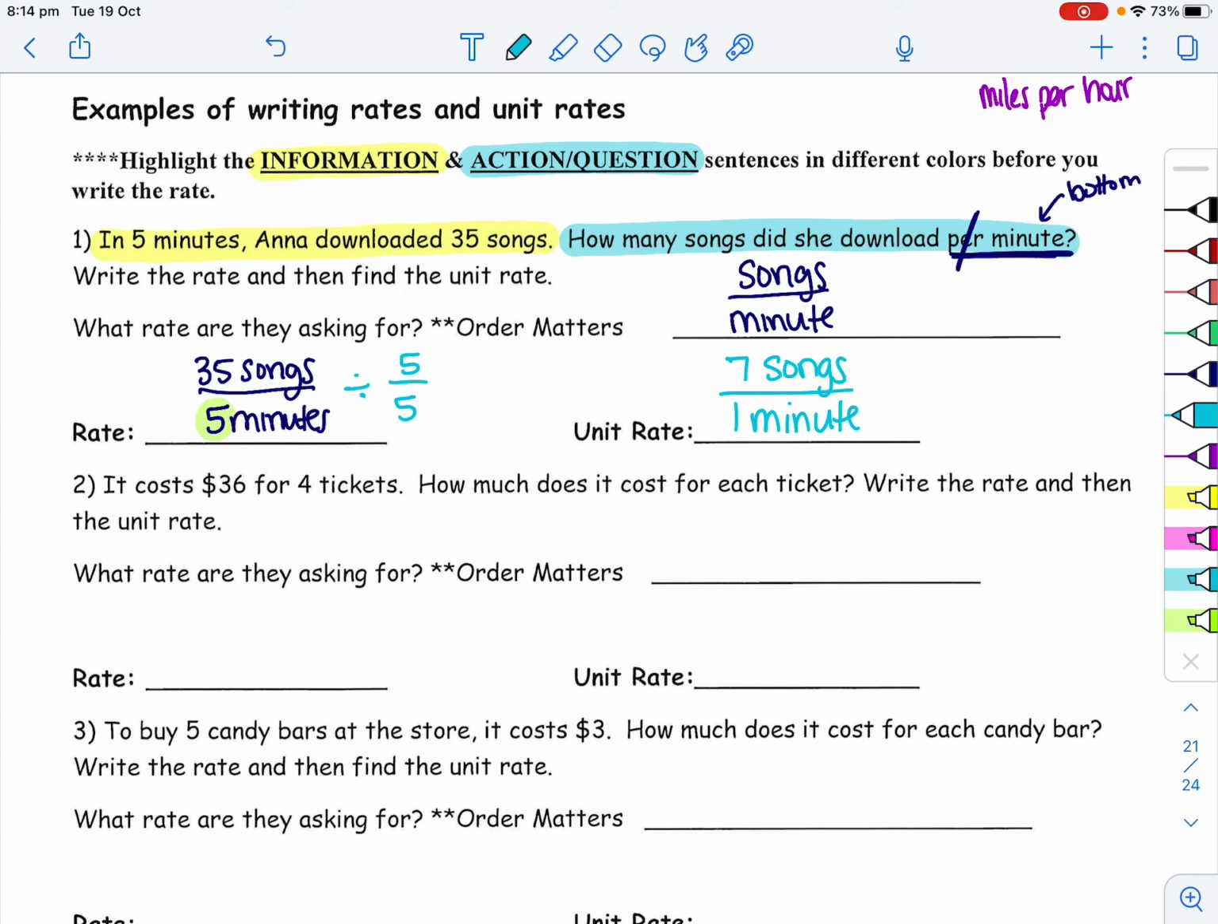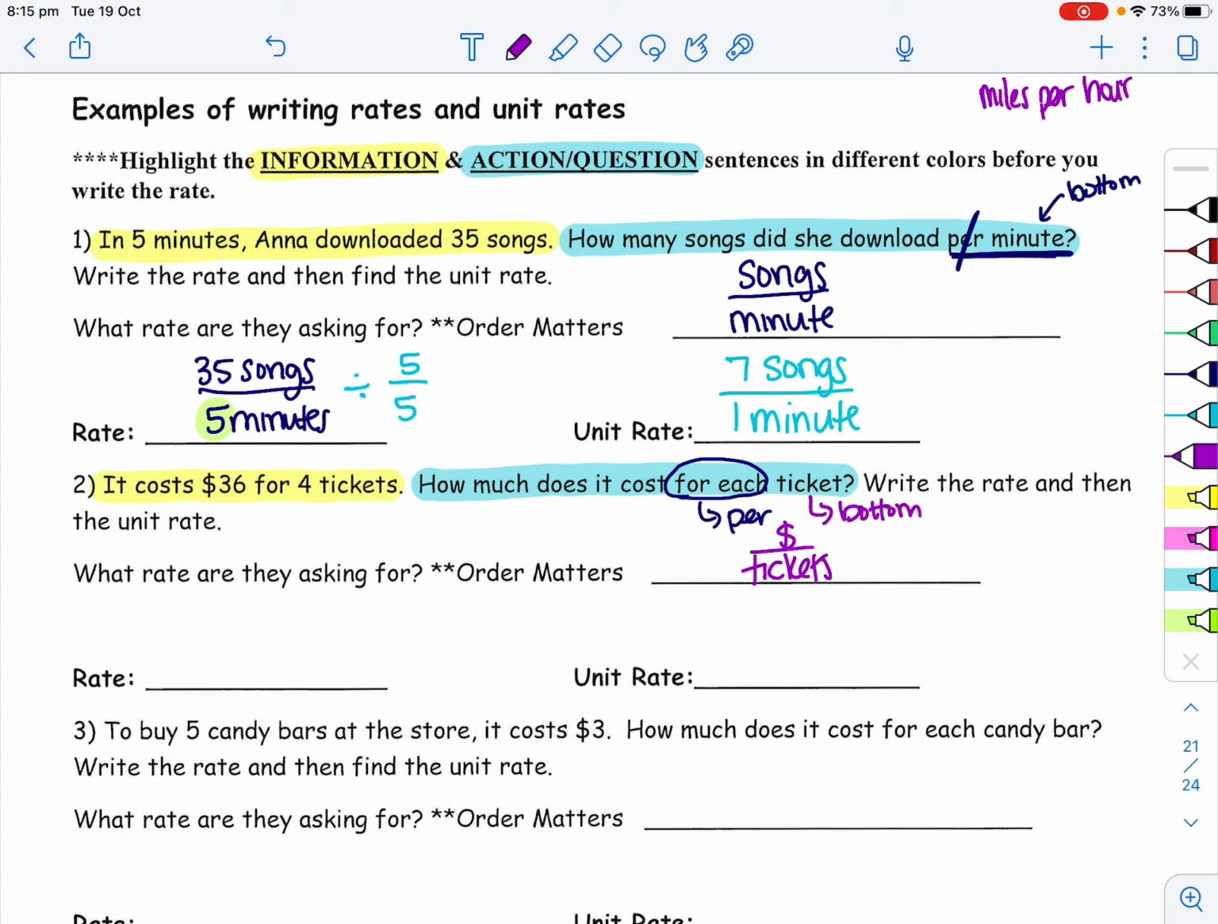Number 2 says it costs $36 for 4 tickets. That is, again, the information. It does not tell me what to do with that information yet. Then it says, how much does it cost for each ticket? This for each is the same as per, and that means that tickets go on the bottom. So I'm going to have dollars over tickets.